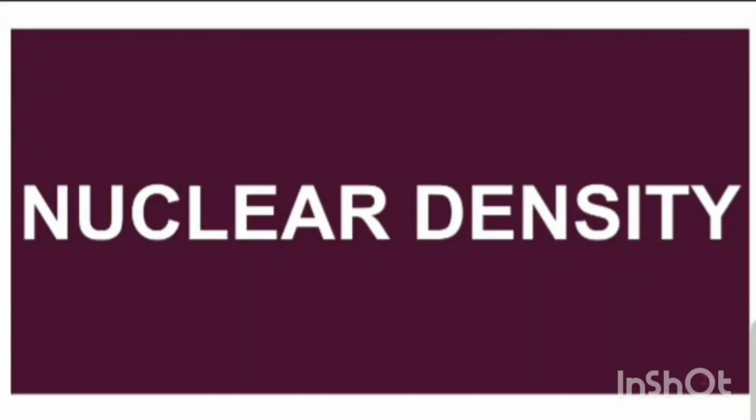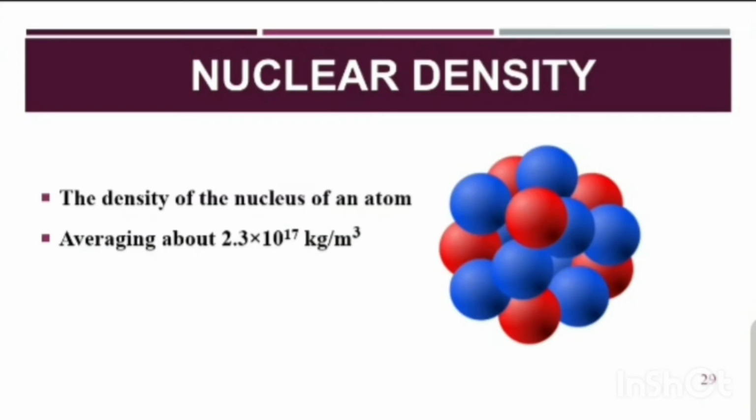Now the topic assigned to me is nuclear density. It is a very simple topic and I think you are all familiar with it. Nuclear density is the density of the nucleus of an atom, averaging about 2.3 × 10^17 kilogram per meter cube. The descriptive term nuclear density is also applied to situations where similarly high densities occur, such as with neutron stars.